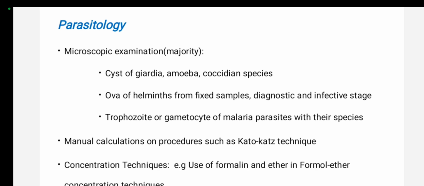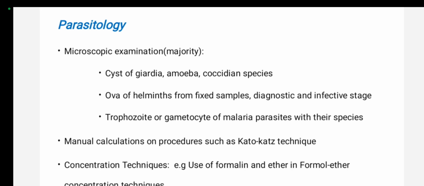Another thing is concentration techniques. Formalin and ether, for example, we may be asked for the purpose of formalin in formol-ether concentration. What is the purpose of formalin? What is the purpose of ether? Ether is used to absorb the debris and to suspend it on the supernatant.